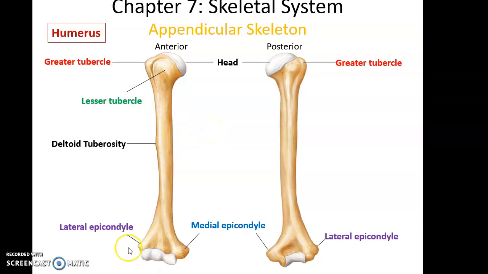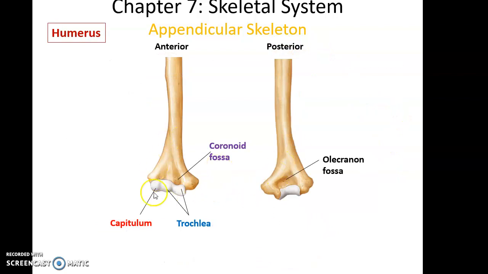And down at the distal end, we have the lateral epicondyle and the medial epicondyle. And it's worth noting the head always faces medially to fit into the glenoid cavity. So if you know which side the head is on, that's where the medial epicondyle is. And here's the posterior view. We see again down at the distal end, here's the anterior view.